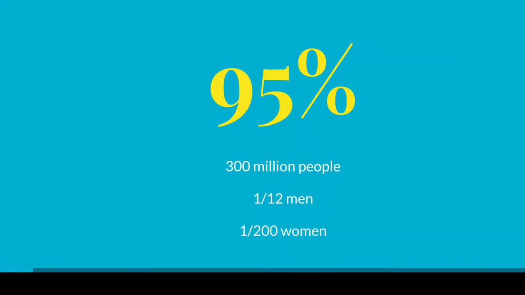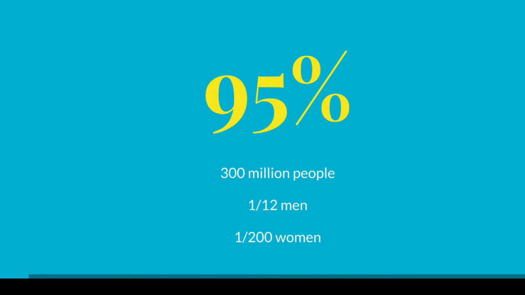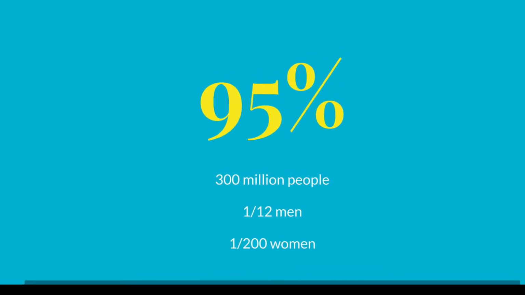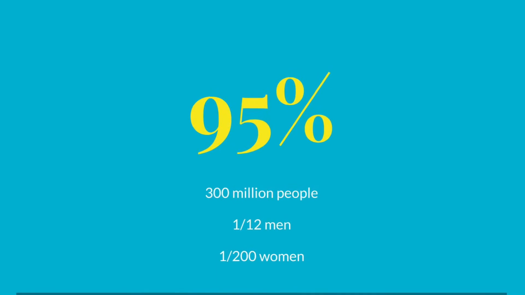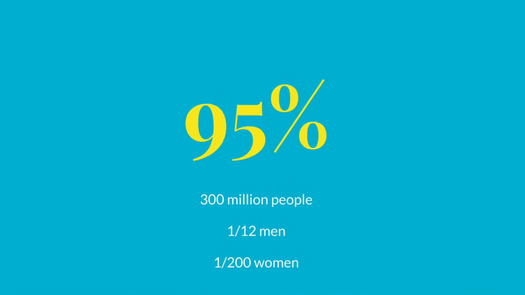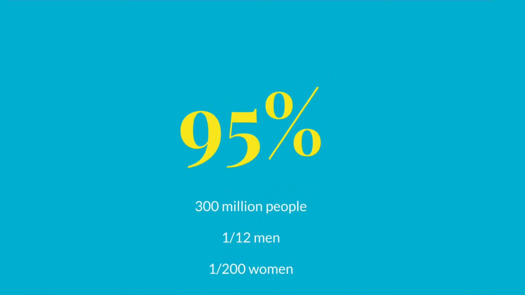It's estimated that 300 million people in the world suffer from this condition, 1 in 12 being men and 1 in 200 being women. This makes 95% of the colorblind population men, and 98% of the entire population suffer from red-green color blindness.